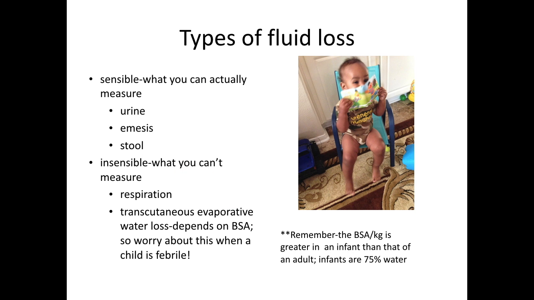When we look at types of fluids, there are 2: sensible, which is what you can measure, and insensible, which is occurring but we can't quantify. Your sensible fluid is in the form of urine, emesis, and stool. But our insensible fluids include humidification with respirations, as well as the transcutaneous evaporative water loss, and we abbreviate that TEWL. And the degree of this depends on the body surface area.